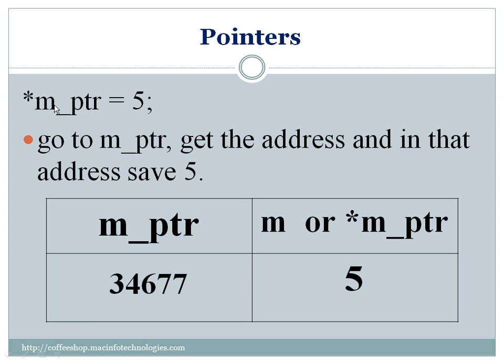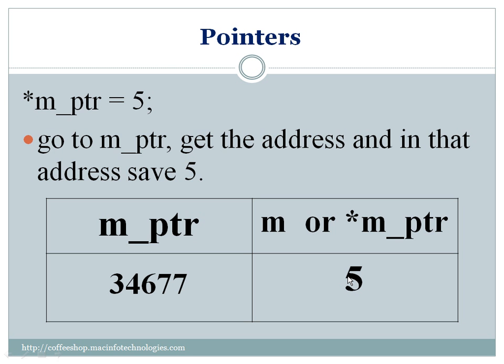If we say *m_pointer is equal to 5, the meaning is: go to the m_ptr variable, get the address from it, and whatever address you find in m_ptr, go to that address and save 5 in it. So first it goes to m_ptr and checks what's inside it. Its content is 34677. Then it goes to this address, 34677. This is the address of m. So it goes to this location and stores 5 in it.